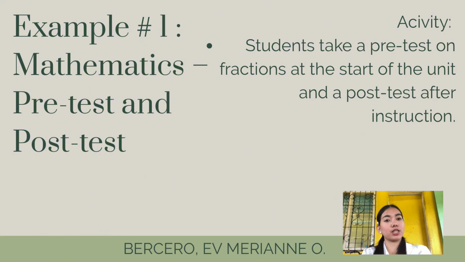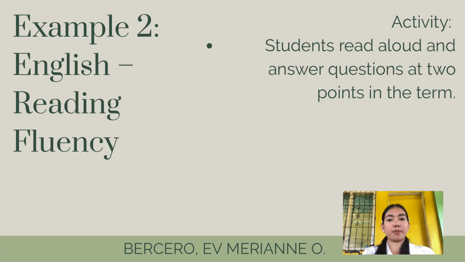We have here an example. Example number 1, the subject is mathematics. It's pre-test and post-test. The activity here: students take a pre-test on fractions at the start of the unit and a post-test after instruction. Next example is in English, reading fluency. Students read aloud and answer questions at 2 points in the term. So they read aloud and answer questions for the first time, and then over time they will be able to answer with much more confidence because of their progress.